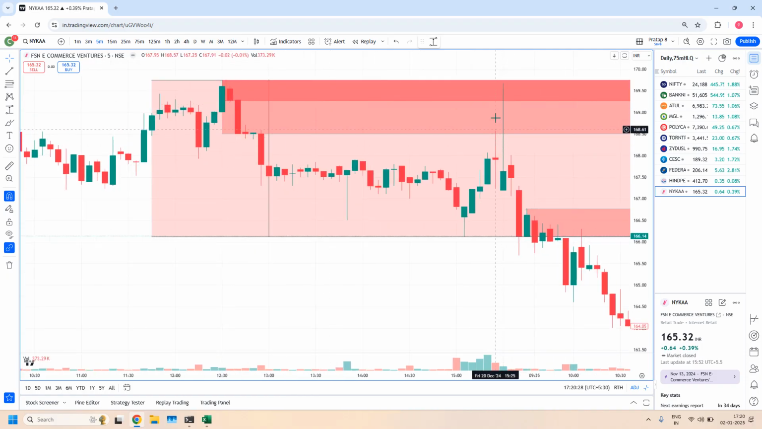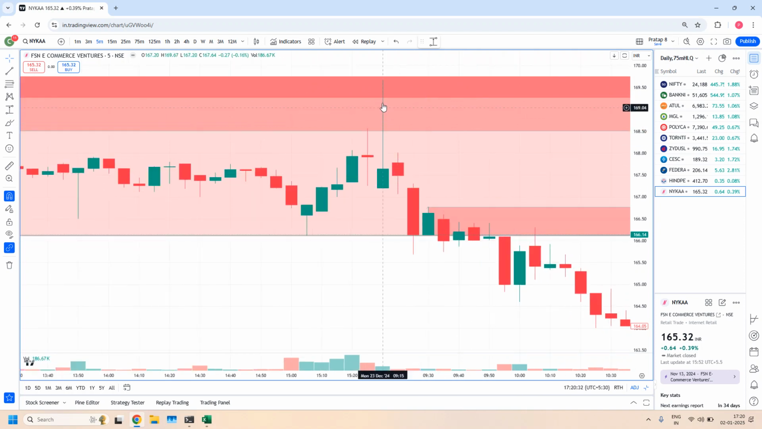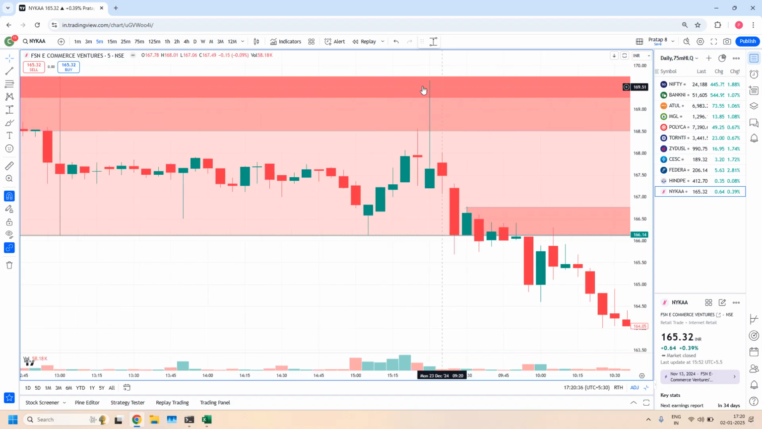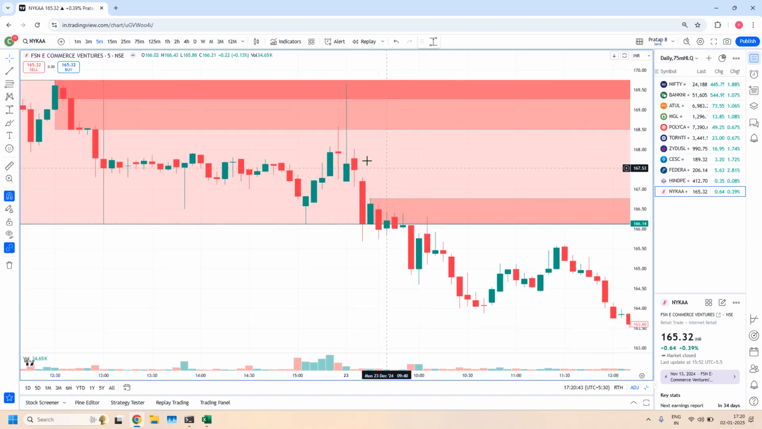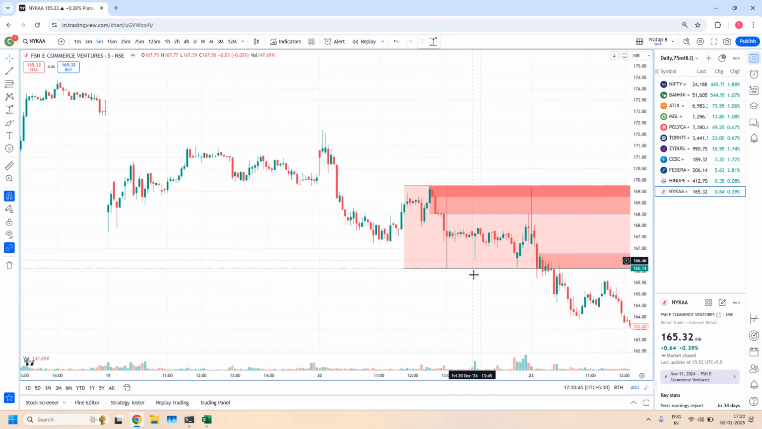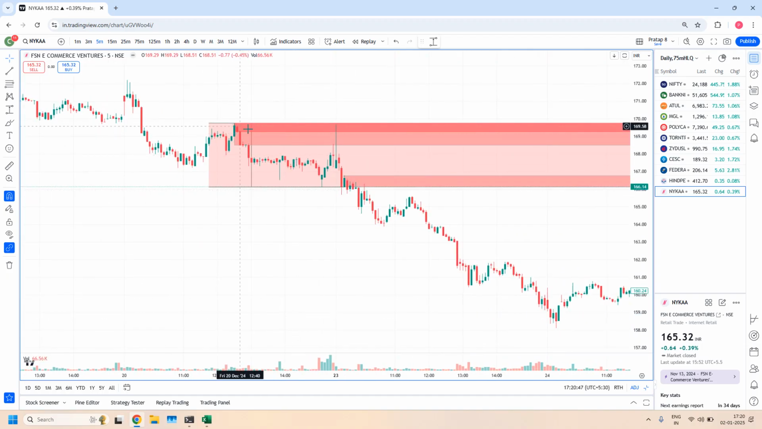And from this zone, already it is tested. See, prices entered. They went deep inside, almost close to the distal line, but not very near, somewhat close to the distal line. And then sharply it came down. After that, see the big move. So because it is not a fresh zone anymore, we can't plan our trade in this zone.